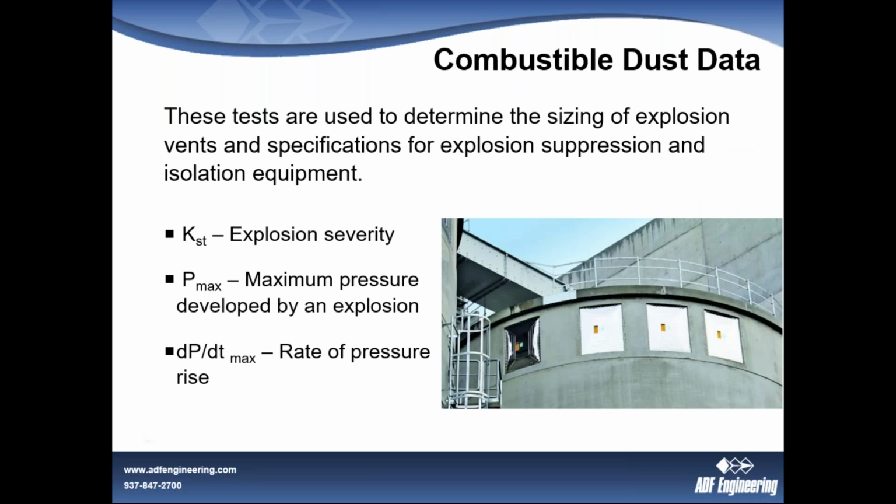So the first batch of testing, all of them will include this. These are the basics, your KST, PMAX, DPDT. These three things go together. They'll come in a single test package. KST is a measure of your explosion severity. It tells you how big of a boom will your dust make if it explodes. Okay, and it's the rate of pressure rise divided by a fixed volume or per unit surface area, and it is used primarily in the sizing of explosion vents.